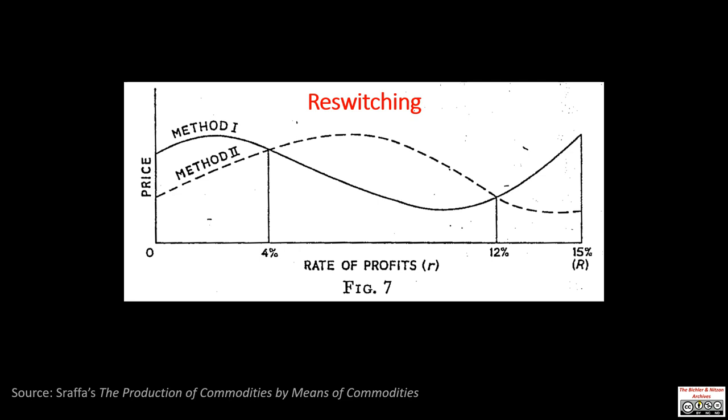However, if the rate of profit continues to increase and rises above 12%, method 2 will again become cheaper, so capitalists will re-switch to it. And this re-switching is a problem. Recall that neoclassicists assume that there is a one-to-one mapping between the rate of profit and the intensity of capital. But re-switching means that the given method of production can have more than one capital intensity. For instance, in this particular case, as long as the rate of profit is less than 12%, method 2 is more capital intensive than method 1. But when the rate of profit rises above 12%, method 2 suddenly becomes less capital intensive. And that, of course, is impossible, since methods of production can have only one intensity of capital by definition.